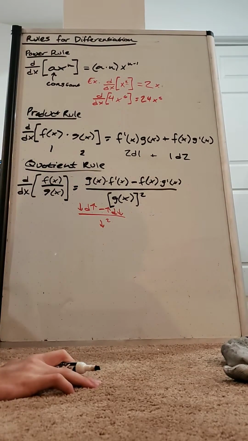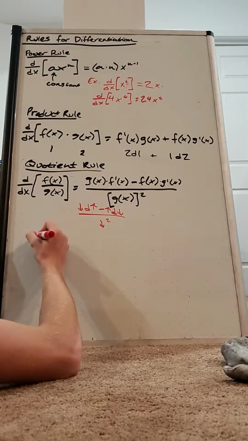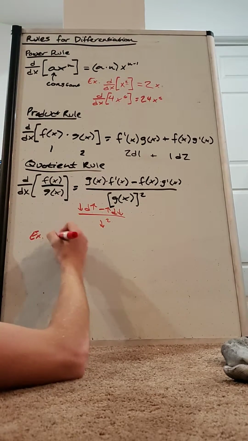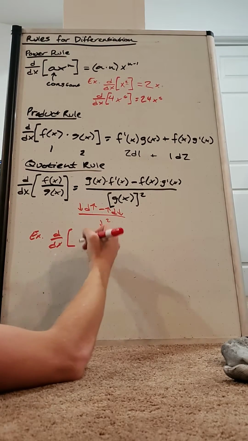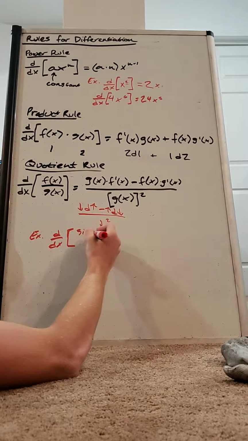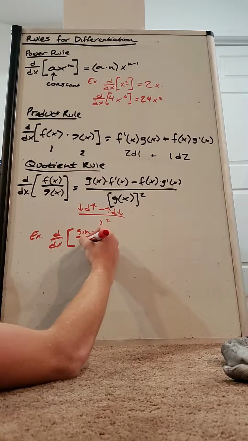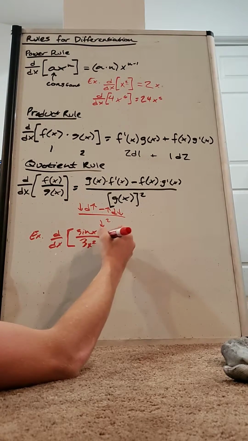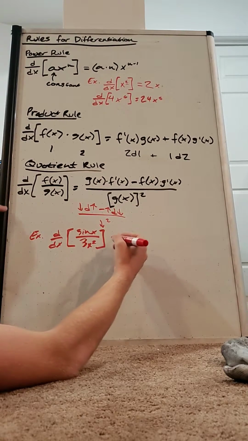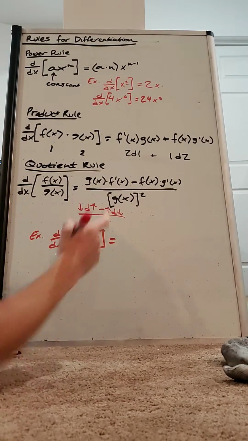So if we did an example of that, say we started with sine x over 3x squared, right? So if we had this, we would apply the quotient rule.